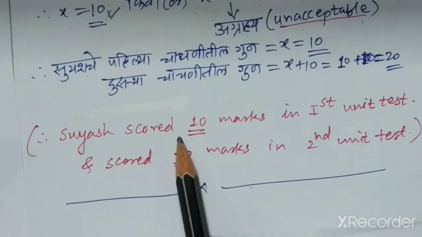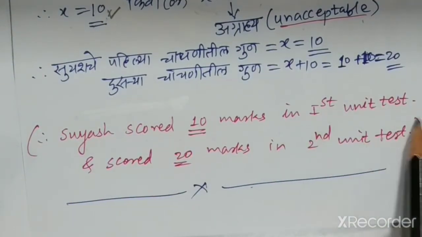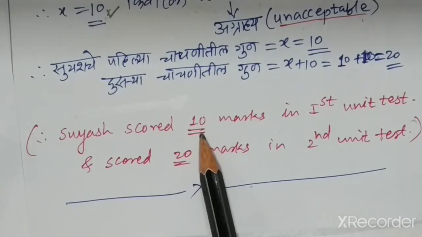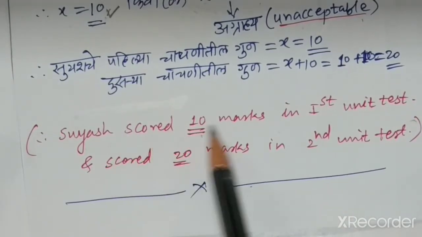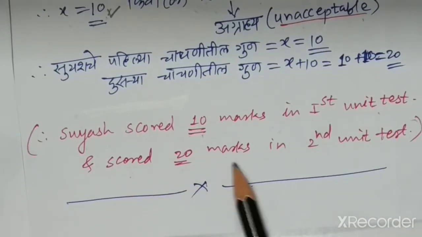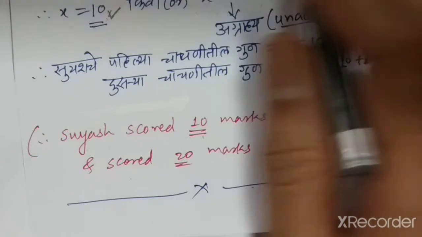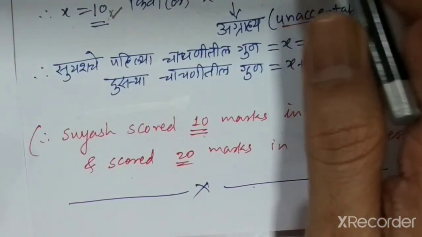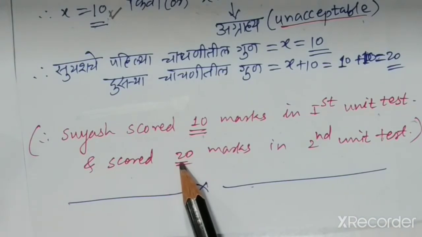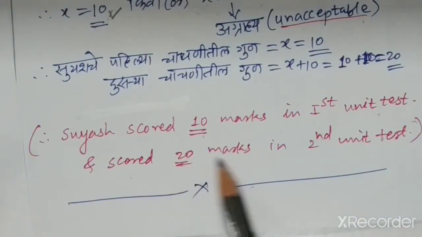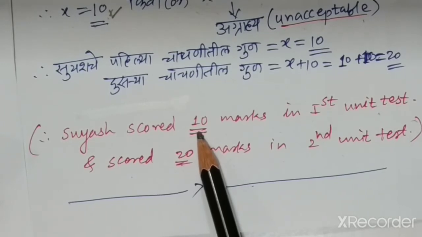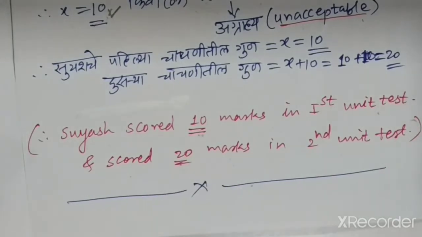Therefore Suyash scored 10 marks in the first unit test, means Suyash scored x marks, and the value of x is 10. He scored 20 marks in the second unit test, because in the second unit test he scored x plus 10. The value of x is 10, so 10 plus 10 is 20. So in the second unit test he scored 20 marks, and in the first unit test he scored 10 marks.